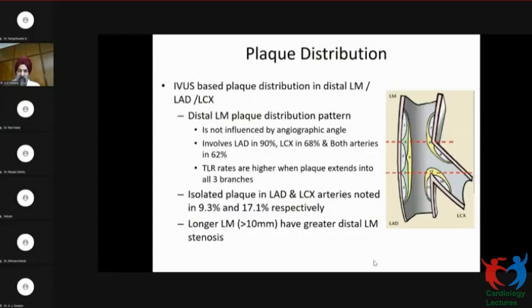Well, we get to see a lot of isolated LAD and circumflex diseases. Now, what is important here is that one should remember that isolated LAD disease is seen only in 9.3% and isolated circumflex disease is seen only in 17%. So in the rest of the patients, the LAD ostial plaque will certainly be extending on to the left main. Or in isolated circumflex disease, in nearly 80%, the plaque will extend on to the left main. So you have a very high risk of geographical mismatch if you do isolated ostial stenting of LAD or circumflex. And if you have a longer left main, you will certainly have more chances of distal left main disease.